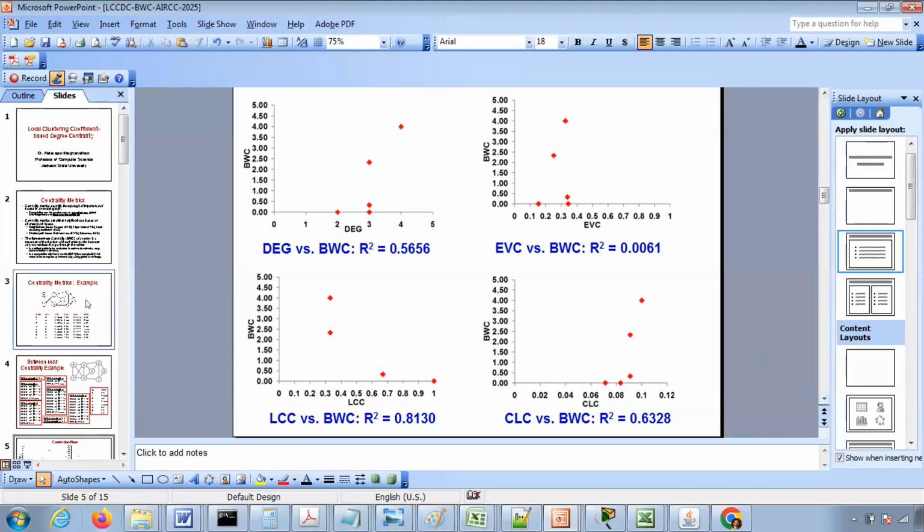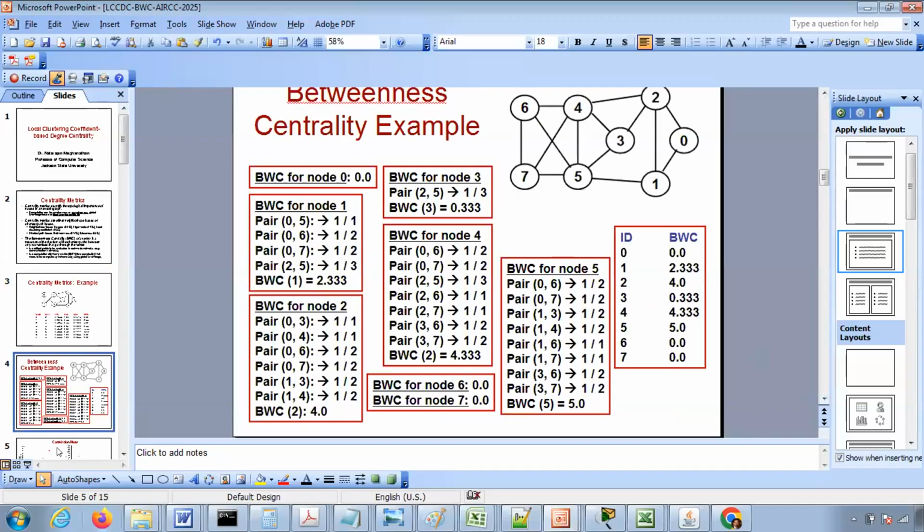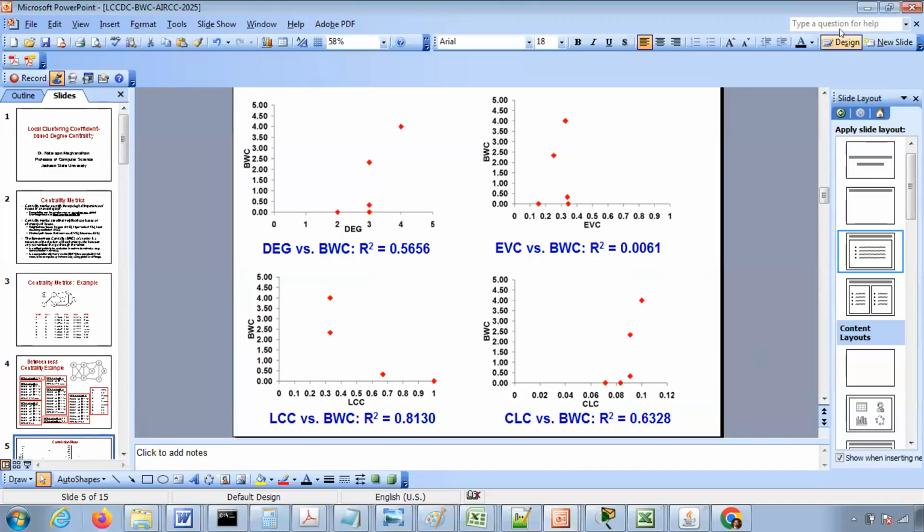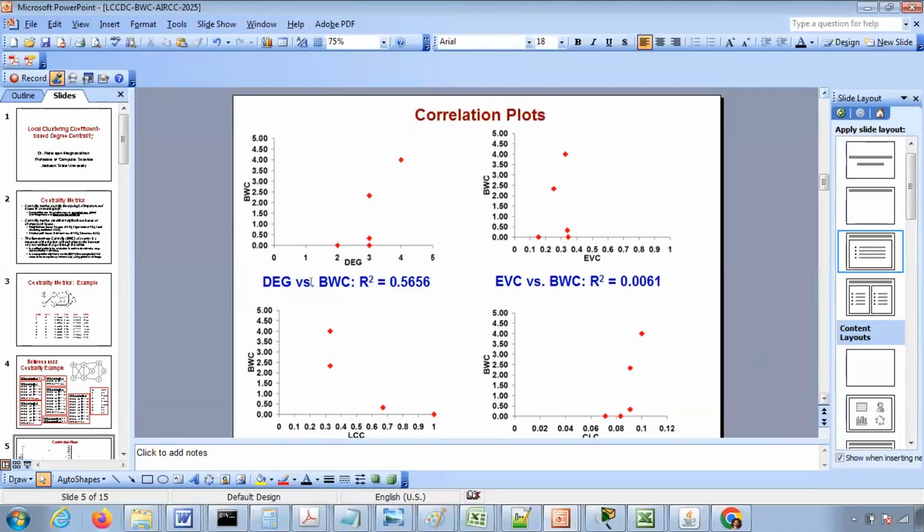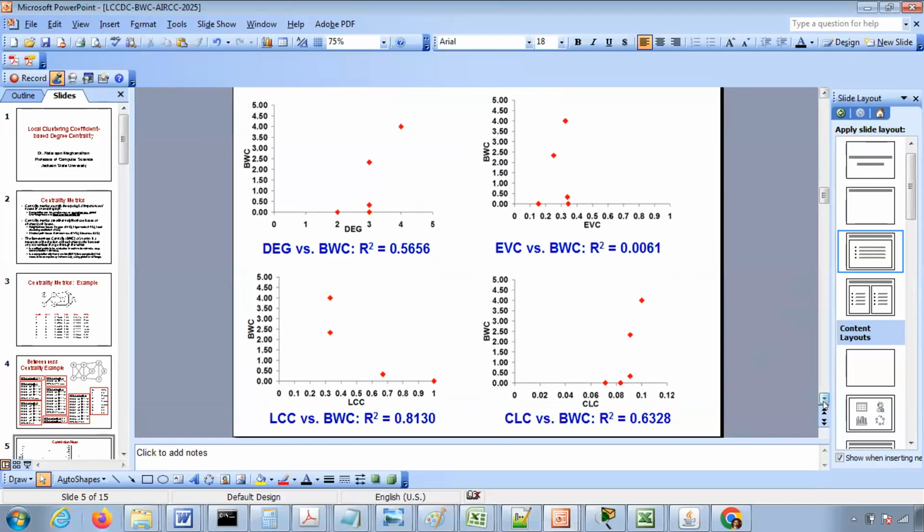For this graph out here, I'm showing the plots of the correlation of the degree centrality of the vertices and betweenness centrality, likewise eigenvector centrality with betweenness centrality and so on. We basically evaluate the correlation coefficient of betweenness centrality with each of the other centrality metrics out there. And we find out that the local clustering coefficient has a reasonably larger correlation coefficient. R square is basically the square of the Pearson's correlation coefficient. So if R square is 0.81, the Pearson's correlation coefficient is close to 0.9.